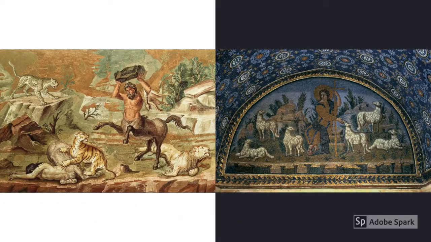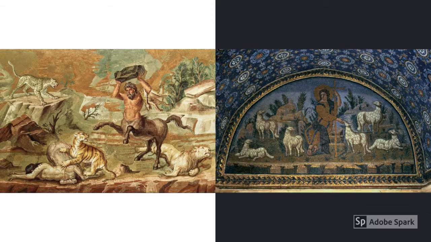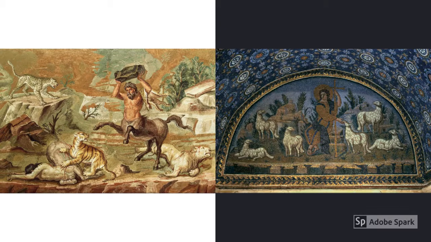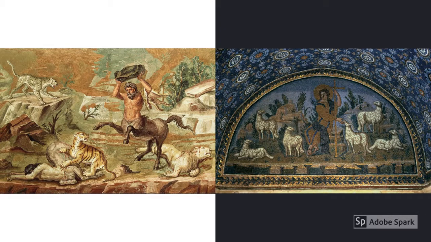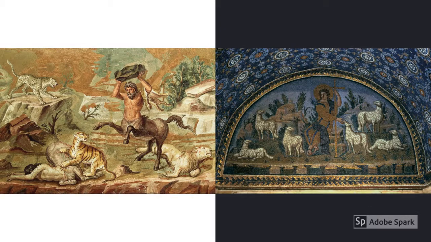Remember that naturalism and stylization are relative terms, used to varying degrees. The 2nd century mosaic on the left, from the villa of Roman Emperor Hadrian, is highly naturalistic. The centaur's anatomy is impressively exact. Its foreshortened legs seem to reach forward in space dramatically.